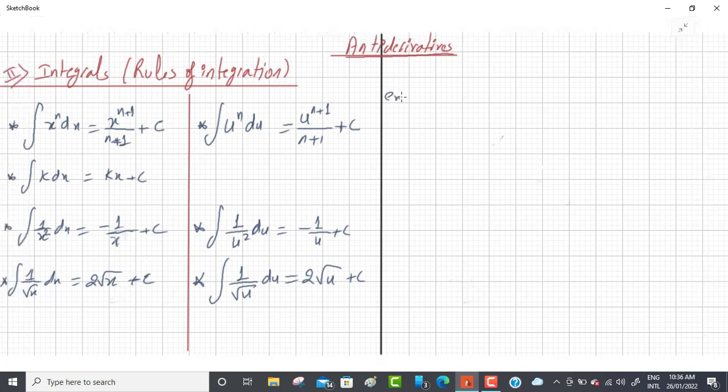For example, the antiderivative of (x plus 1) power 5. Let's give a simple example, dx.